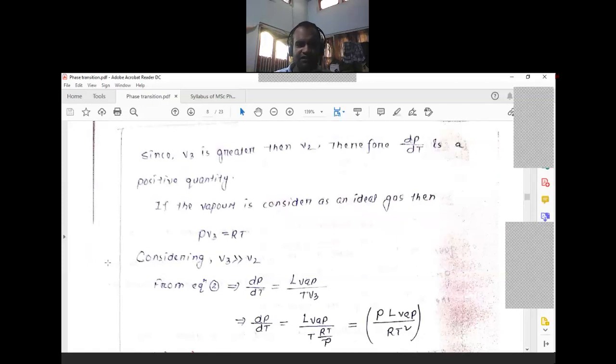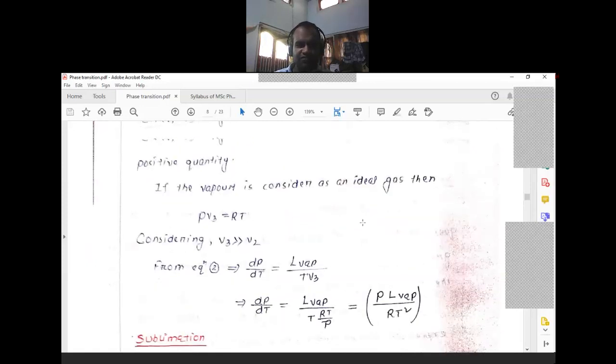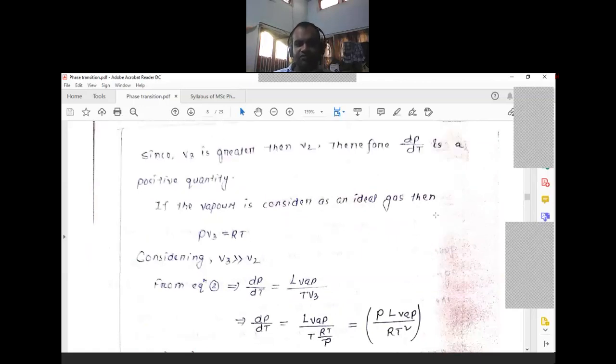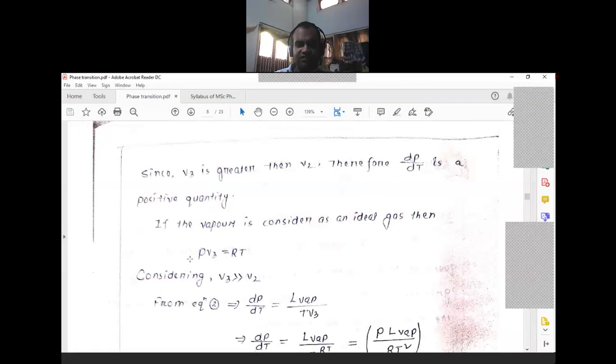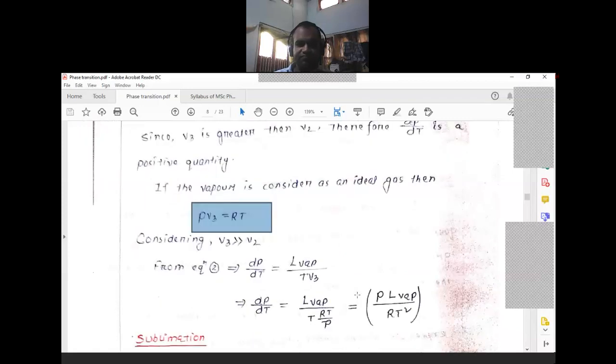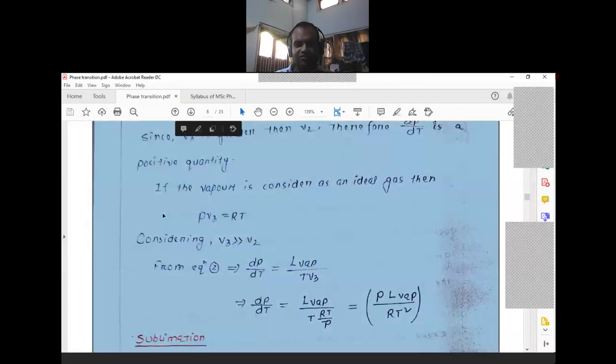Therefore, dp over dt is a positive quantity. And therefore this sublimation line follows this pattern. This pattern means from left to right.